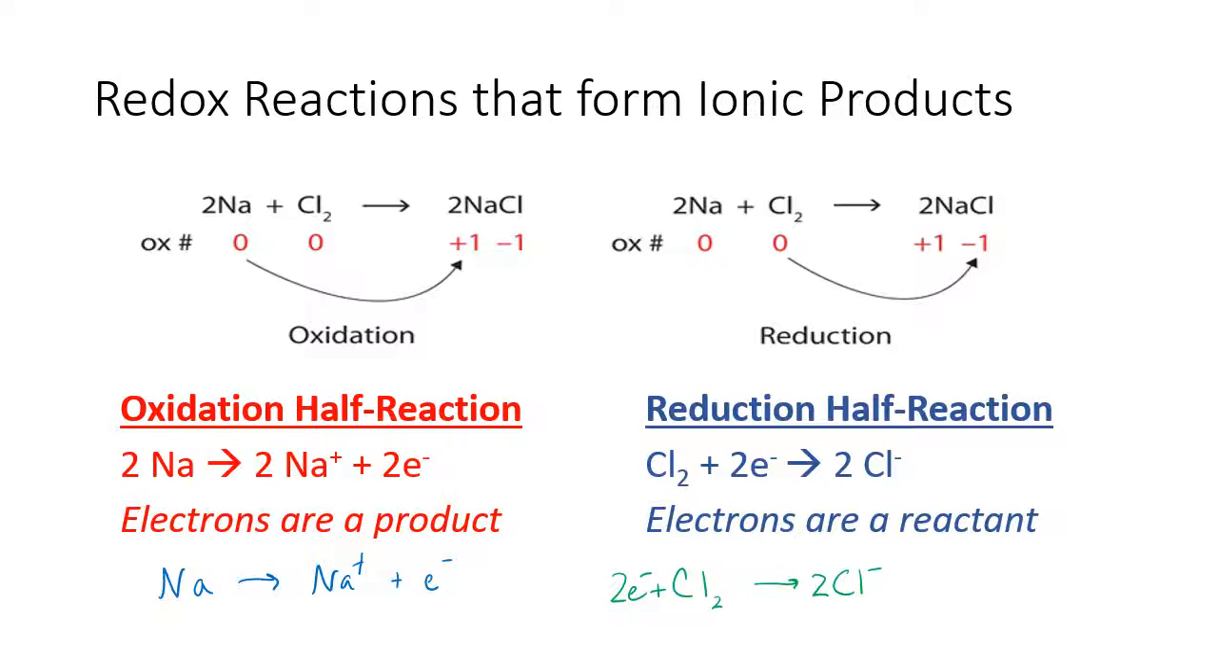Electrons are a product when something becomes oxidized, and electrons are a reactant when something becomes reduced. We're going to learn a series of rules that will allow us to track these changes eventually. But for these ionic compounds, we can simply look at the charges they would form according to the group number on the periodic table.